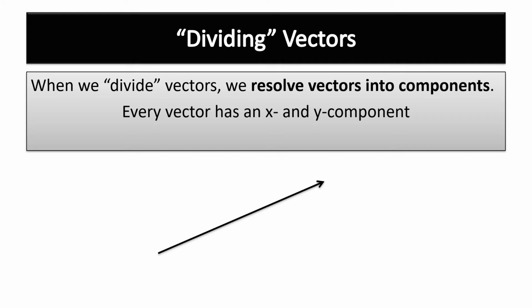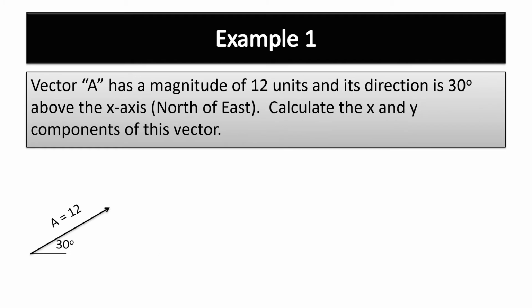Do you remember the x-y graphs from math? Was the x-axis horizontal or vertical? The x-axis is horizontal, and the y-axis is vertical. So we can break this up into its x and its y components, and then we could say how much of that vector is pointing to the right and how much of that vector is pointing up. Those are the two different parts of the vector. So let's do an example.